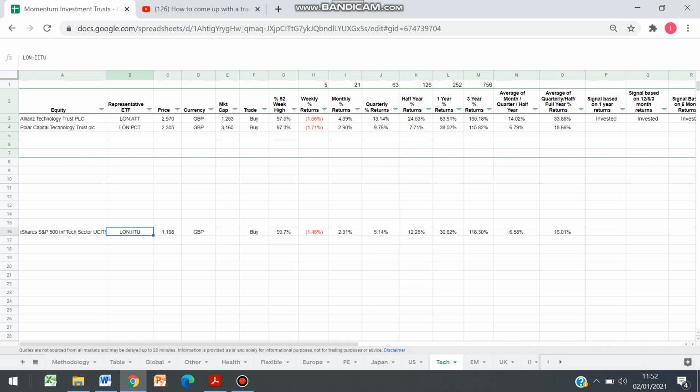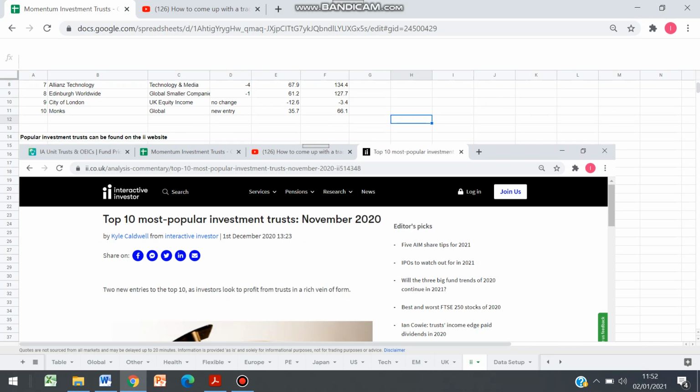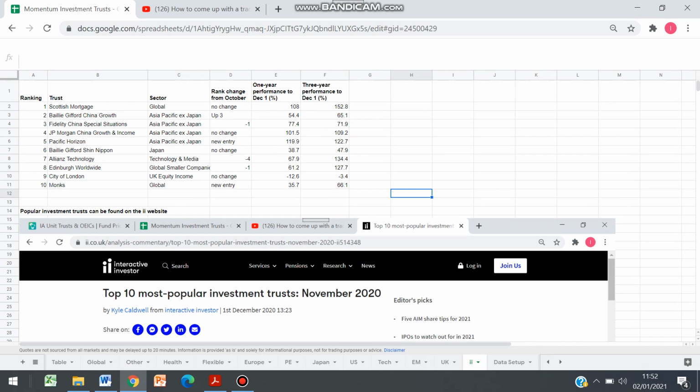So then what I also do, I look at the most popular ETFs that come from the Interactive Investor website. I can put it in using import HTML. Generally the popular ones, they'll be having net flows coming in. It's not the sole buying criteria, but it's just interesting to look to see which ones are popular.